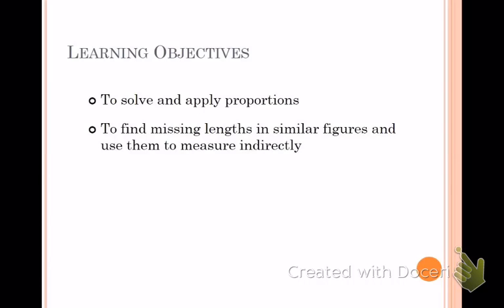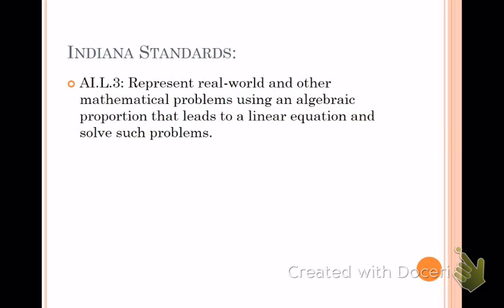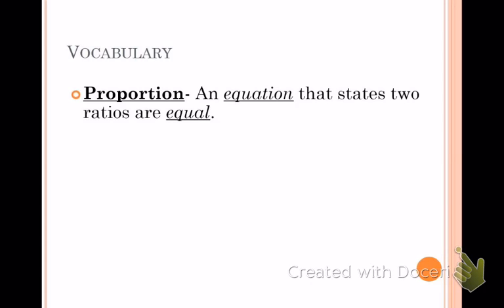So we need to solve and apply proportions and then find missing lengths in similar figures and use them to measure indirectly. Okay, there's our standards. Now, we need some vocabulary first. A proportion is an equation that states two ratios are equal.